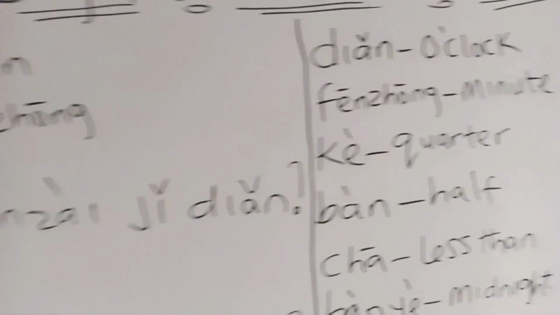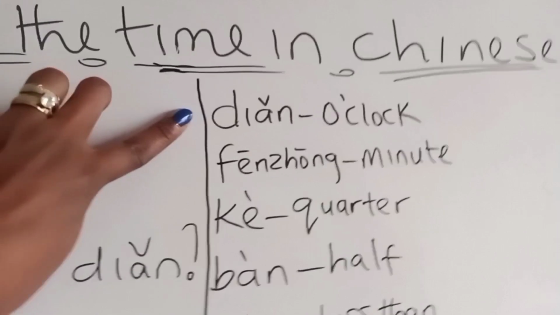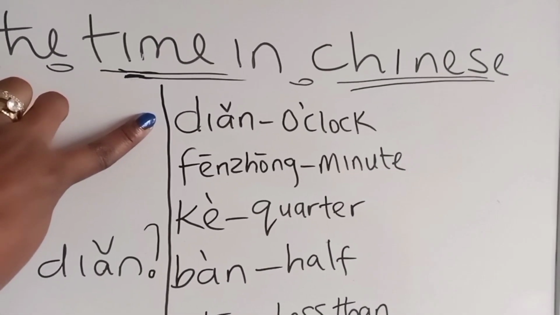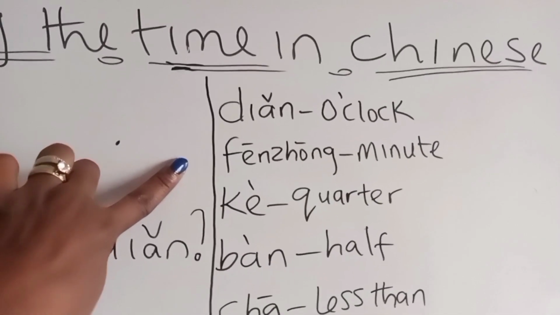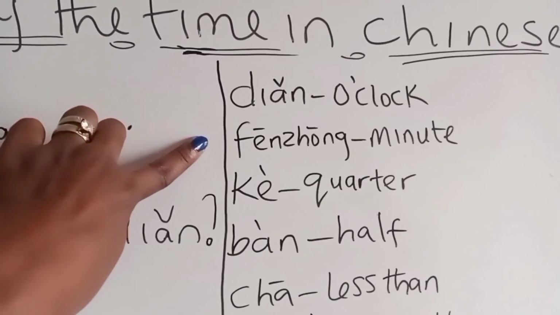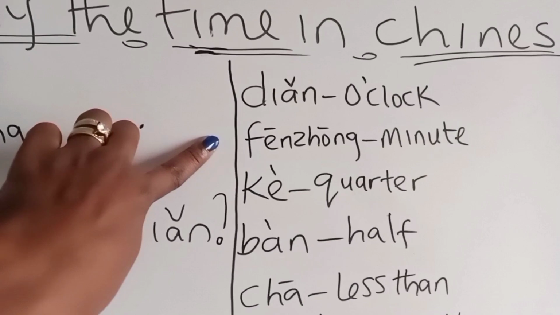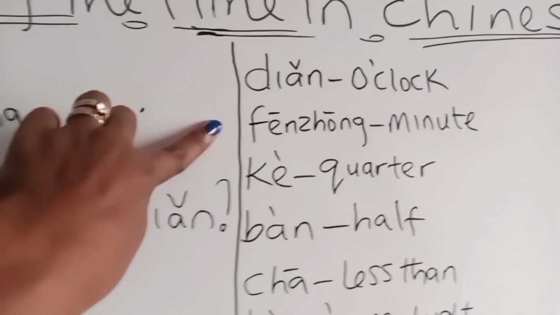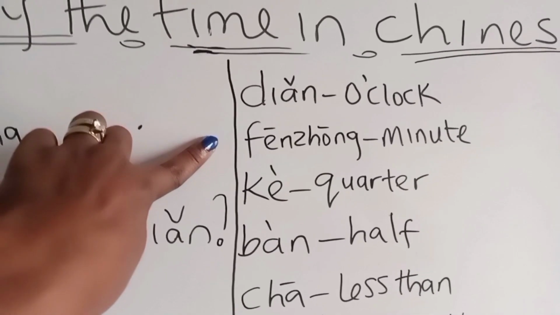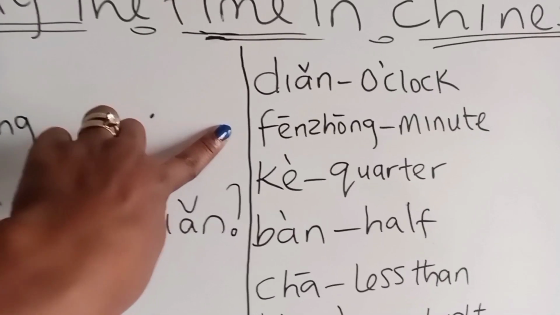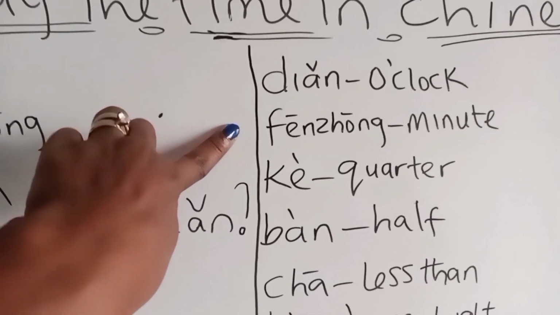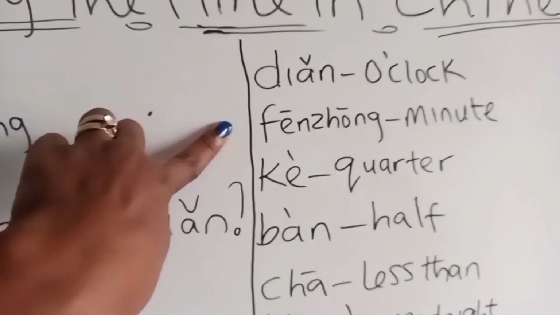So let me explain this first. This is dian. Dian means o'clock. Fenzhong means minutes. If you want to say 5 minutes past 1, you say yi dian. 1 is yi. Then dian is o'clock. Yi dian. Wu is 5. Yi dian wu fenzhong. That is 5 minutes past 1.